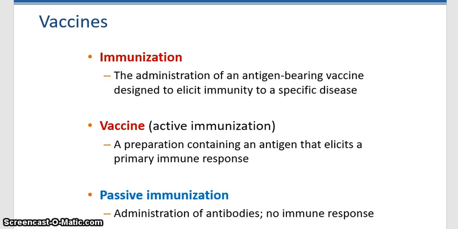So, immunization is the administration of an antigen bearing vaccine designed to elicit immunity to specific diseases. And a vaccine is one way of getting active immunity, where you have a preparation that contains an antigen that elicits that primary immune response. Passive immunization is where you have an administration of the antibodies that would fight that particular antigen.